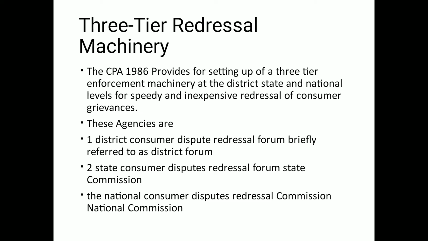Let us start. What is this three-tier redressal machinery? The CPA 1986 provides for setting up of a three-tier enforcement machinery at the district, state and national level for speedy and inexpensive redressal of consumer grievances. So this is a little different from the other legal system of the country. Here the setups are made only for the consumer complaints.